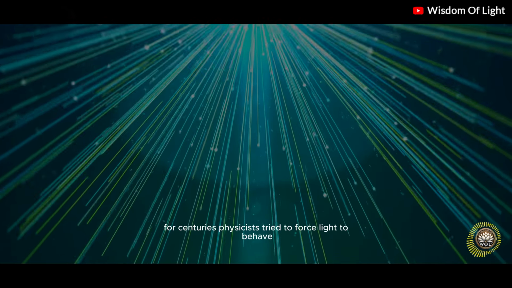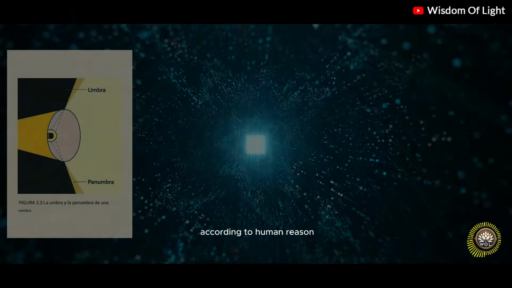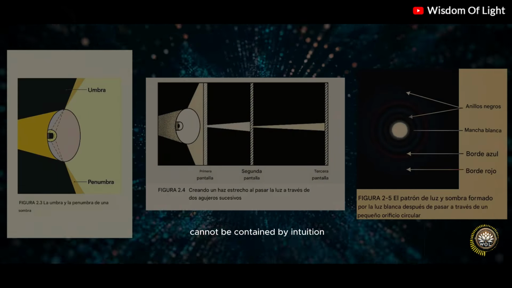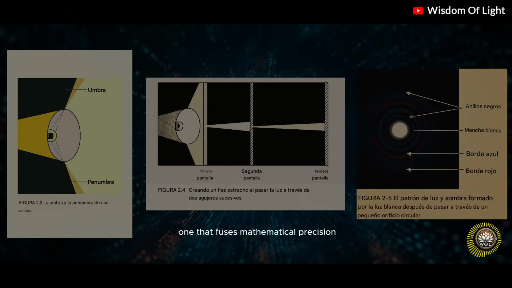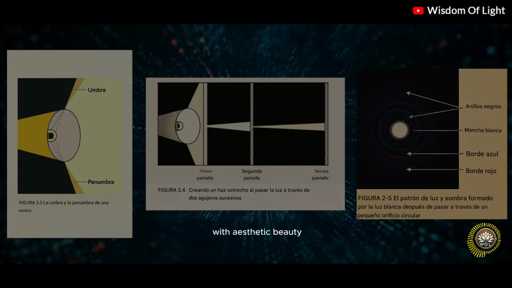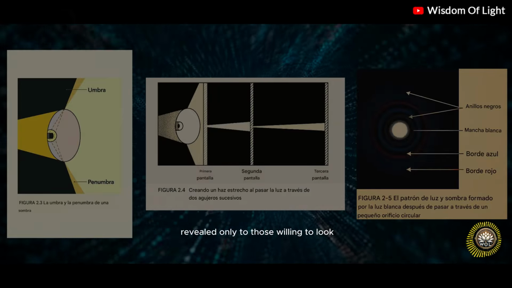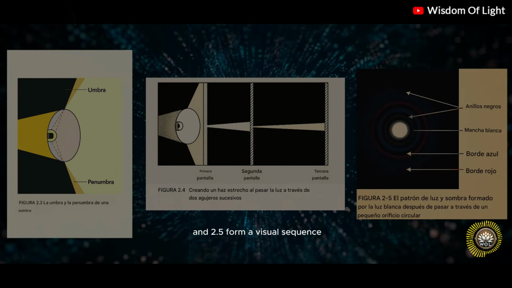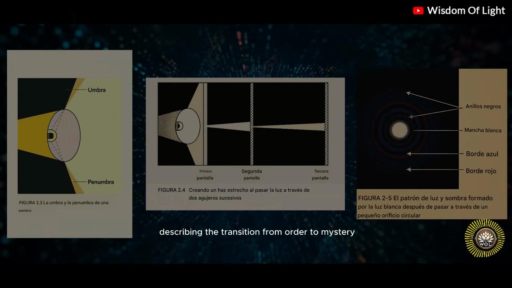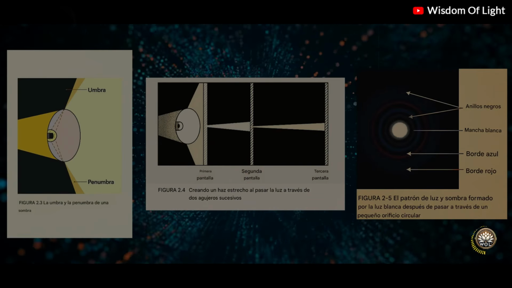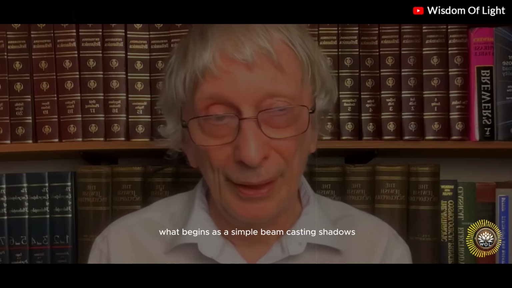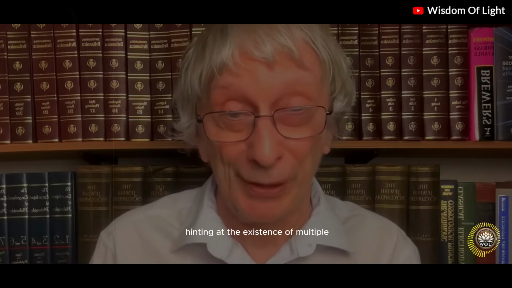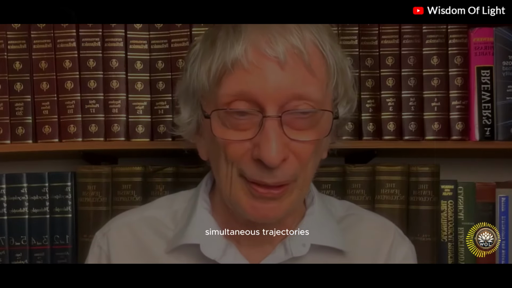For centuries, physicists tried to force light to behave according to human reason, but light, like reality, cannot be contained by intuition. It has its own language, one that fuses mathematical precision with aesthetic beauty, revealed only to those willing to look beyond the straight lines. Figures 2.3, 2.4, and 2.5 form a visual sequence, describing the transition from order to mystery. What begins as a simple beam casting shadows transforms into a ballet of curves, colors, and patterns, hinting at the existence of multiple simultaneous trajectories.